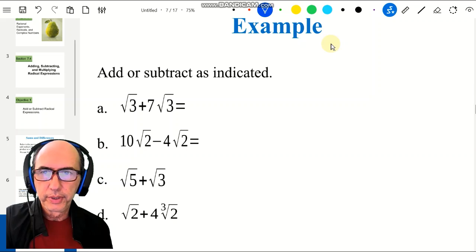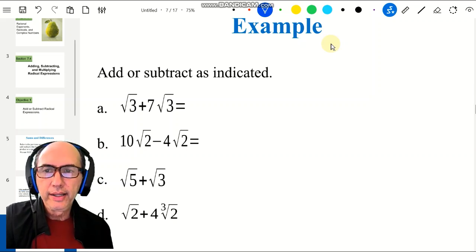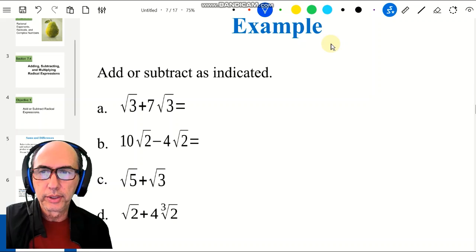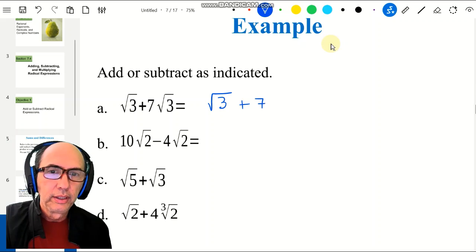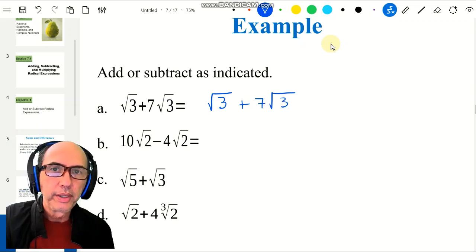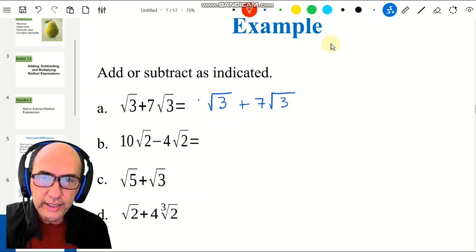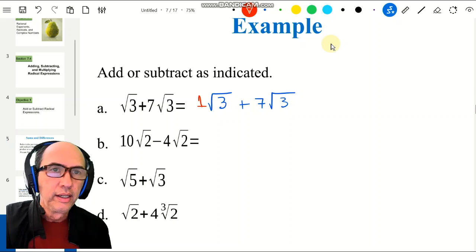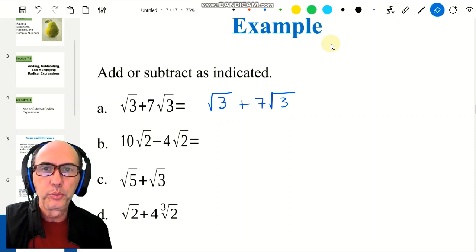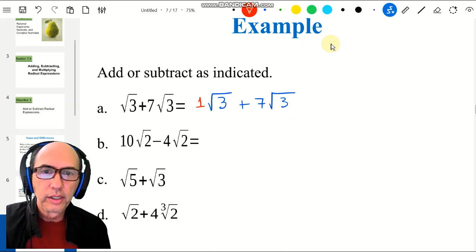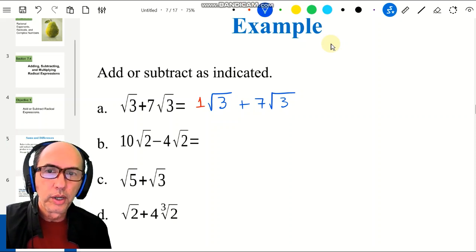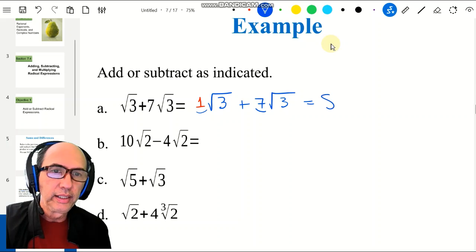Let's work a few examples. We have to combine like radicals, and like radicals are the ones that have the same radicand and the same index. For instance, we have square root of 3 plus 7 square root of 3. Remember that in front of this square root of 3, the coefficient 1 is invisible, we can make it visible. And what we're going to do is combine the coefficients. 1 plus 7, 8 square root of 3.